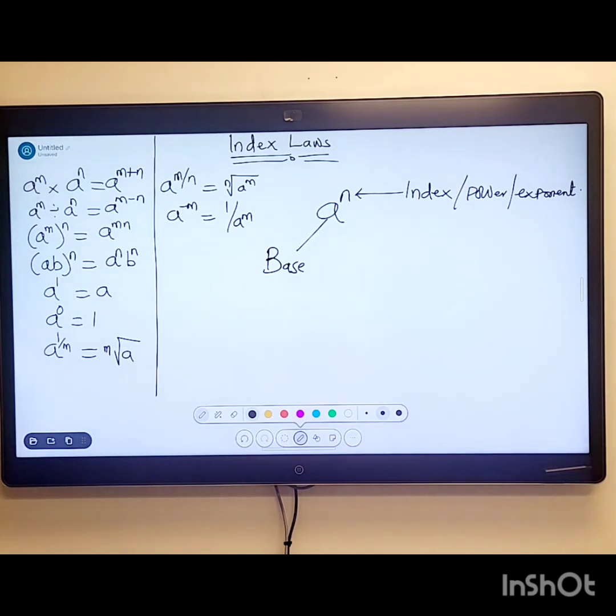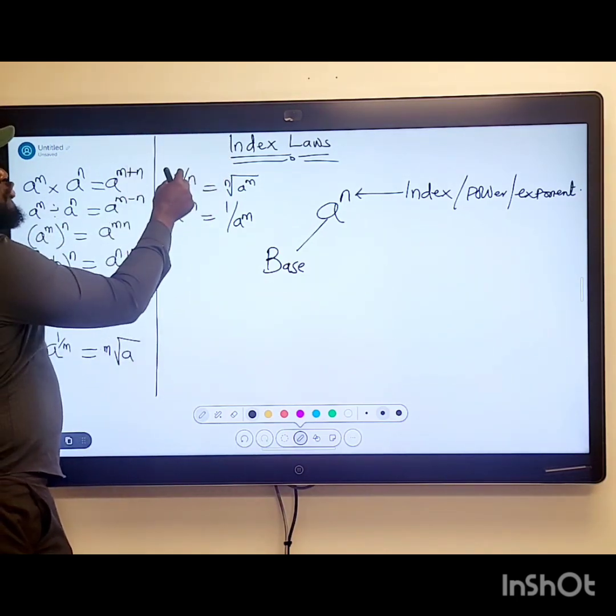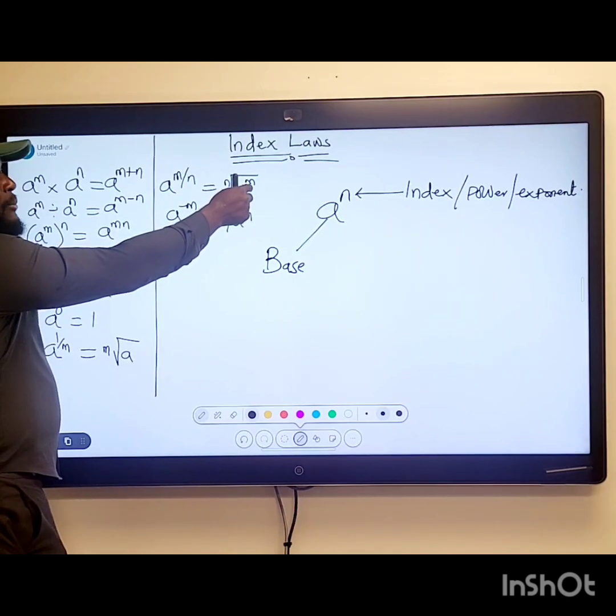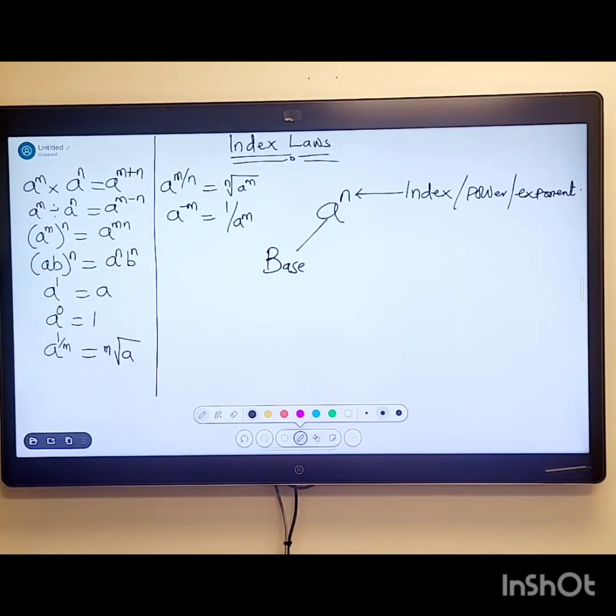It can be cube root, it can be fourth root, fifth root. Remember, whatever you have here means the root, and then raised to power what you have as your numerator, which is the M. We will solve a question relating to that, and then we will understand that.